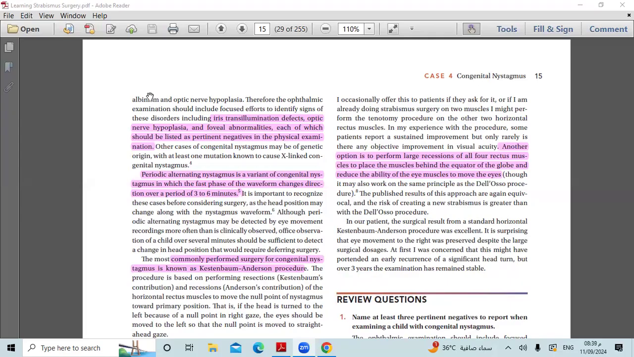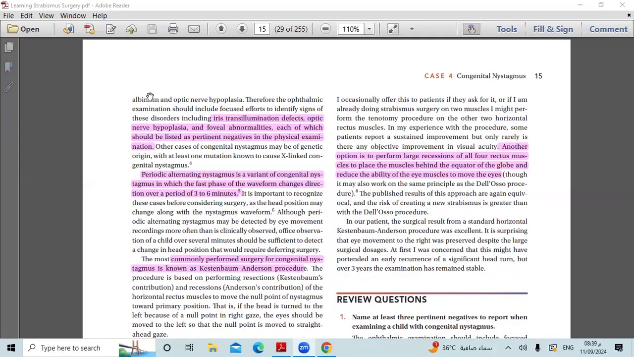In our patient, the surgical result from a standard horizontal Kestenbaum-Anderson procedure was excellent. It is surprising that eye movement to the right was preserved despite the large surgical dosages. At first I was concerned that this might have portended an early recurrence of significant head turn, but over 3 years the examination has remained stable.